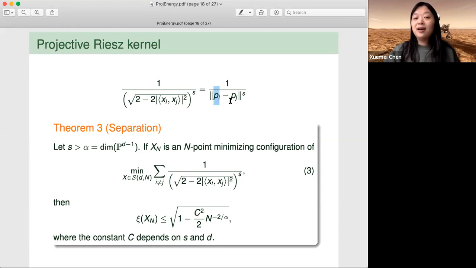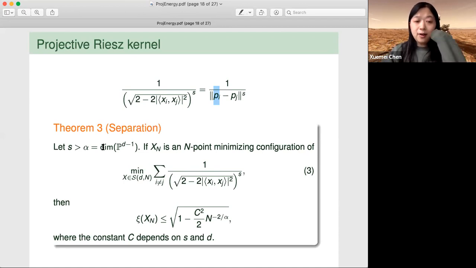all I have is points on the projective space, which is a compact manifold. So if in the Riesz energy literature there are results about how the points are distributed on a compact manifold, then I can just use that and convert them into my theorem. So a lot of the results are just like that in the paper and in this talk.